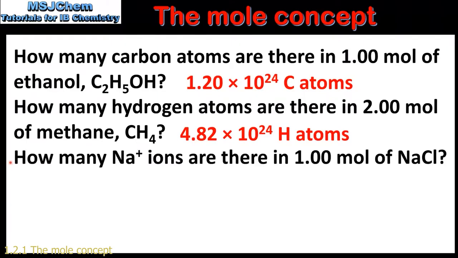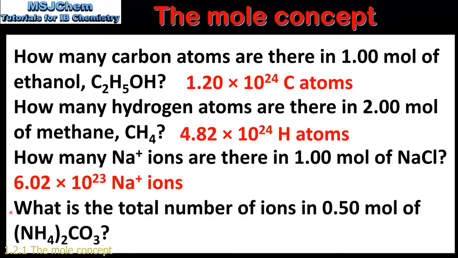The third question is, how many sodium ions are there in 1 mole of sodium chloride? And the answer is 6.02 times 10 to the 23 sodium ions. In 1 formula unit of sodium chloride, the ratio of sodium to chloride ions is 1 to 1. So in 1 mole of sodium chloride, we have 1 mole of sodium ions and 1 mole of chloride ions.